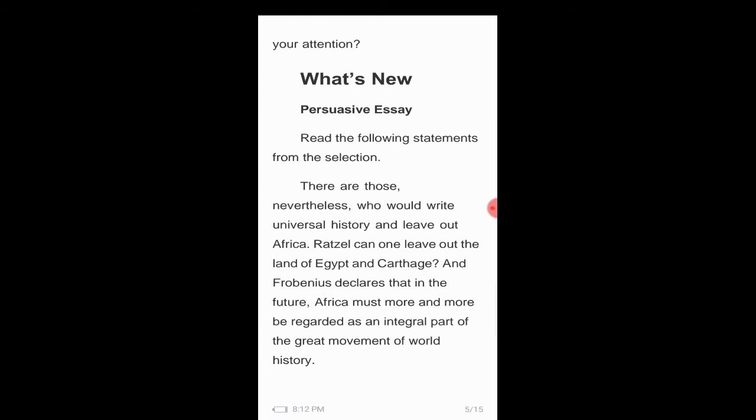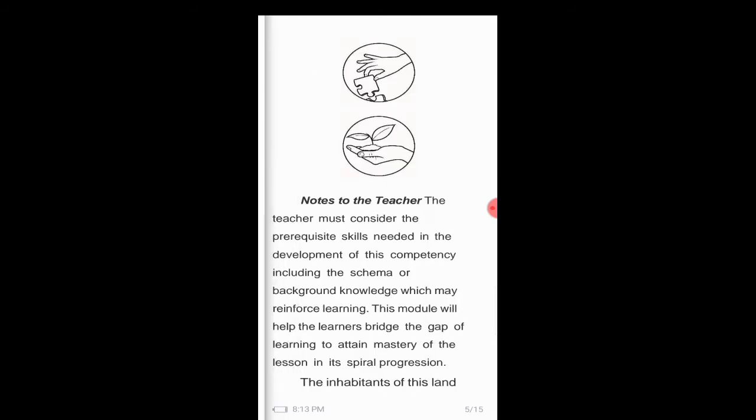There are those, nevertheless, who would write universal history and leave out Africa. Ratzel asks, can one leave out the land of Egypt and Carthage? And Frobenius declares that in the future, Africa must more and more be regarded as an integral part of the great movement of world history.